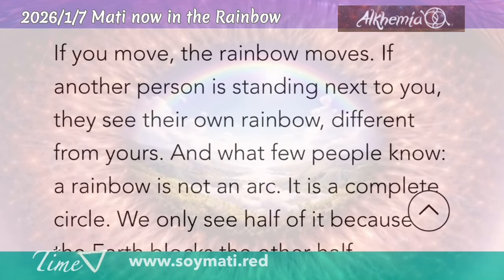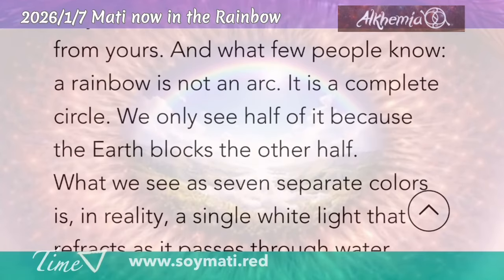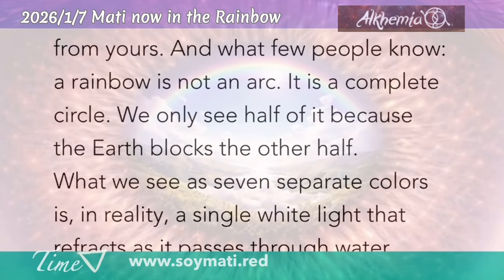If another person is standing next to you, they see their own rainbow, different from yours. And what few people know, a rainbow is not an arc. It is a complete circle. We only see half of it because the earth blocks the other half.